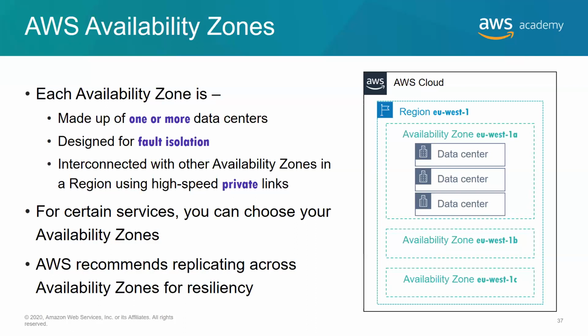For certain services, you can choose your availability zones. AWS recommends replicating across availability zones for resiliency. So AWS is recommending you to replicate across the availability zones here, right?